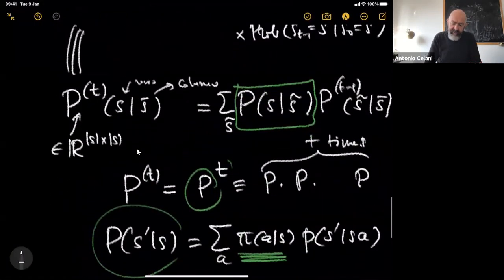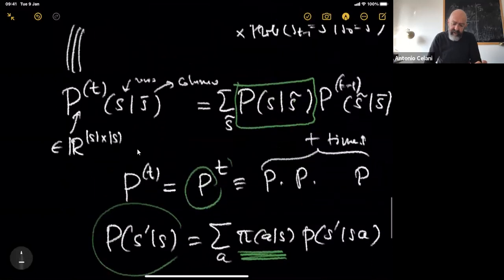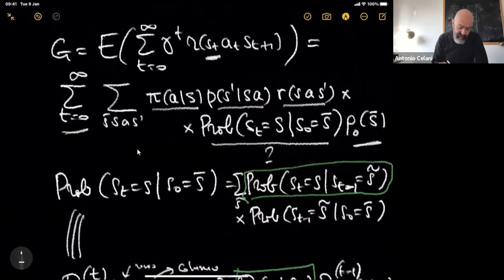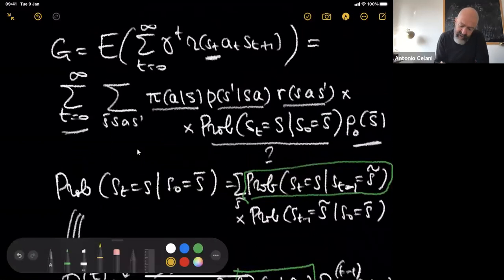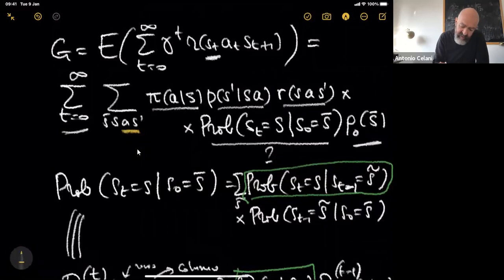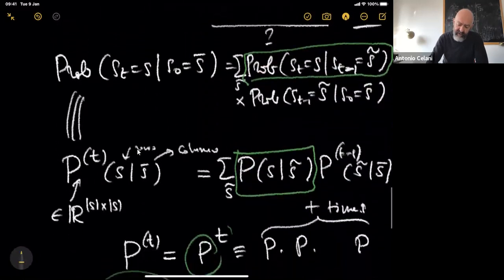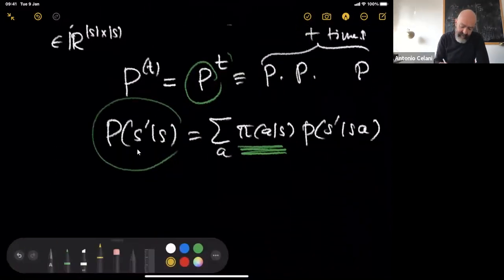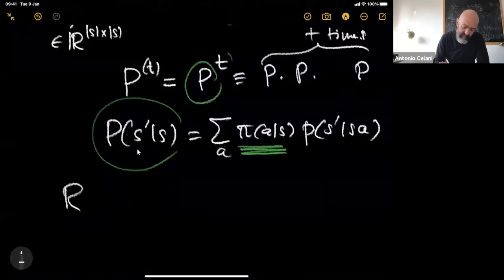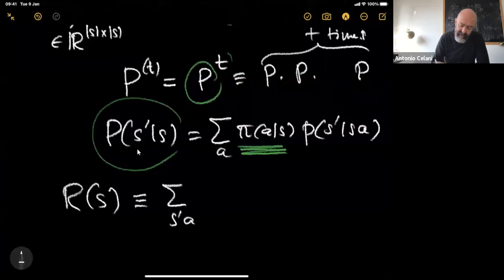Okay, so now another little step in definitions. It's useful to consider these following terms. So when we take the sum over here, the sum over S and A prime only affects these terms here. The yellow is one here. So it's useful to define another object, which I call capital R of S, which is defined as the sum over S prime and A of pi(A|S), P(S prime|S, A).